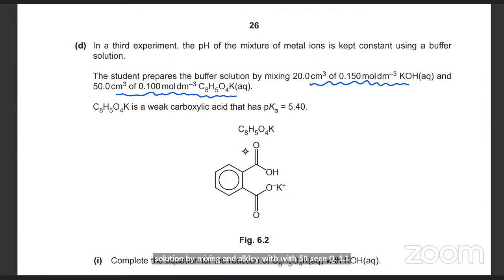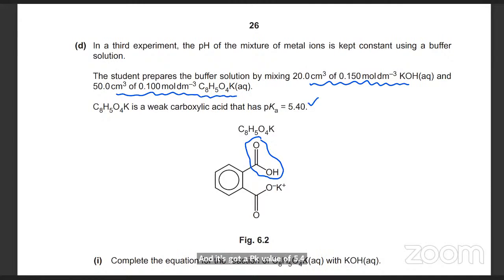And what, by the way, is this thing? This thing is drawn over here. So it's a carboxylic acid. It's got a carboxylic acid group that's attached to it. So this one over here is your carboxylic acid, and it's got a pK value of 5.4.